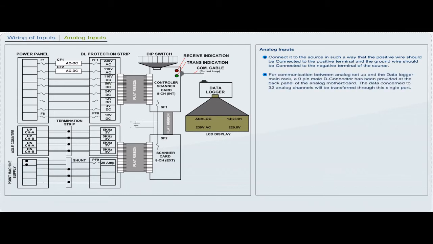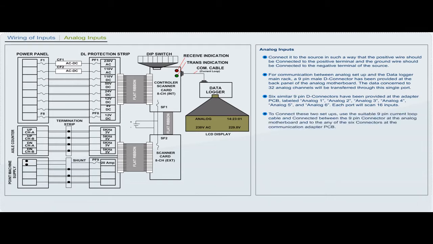For communication between analog setup and the data logger main rack, a 9-pin male D connector has been provided at the back panel of the analog motherboard. The data concerned to 32 analog channels will be transferred through this single port. 6 similar 9-pin D connectors have been provided at the adapter PCB labeled Analog 1, Analog 2, Analog 3, Analog 4, Analog 5 and Analog 6. Each port will scan 16 inputs.